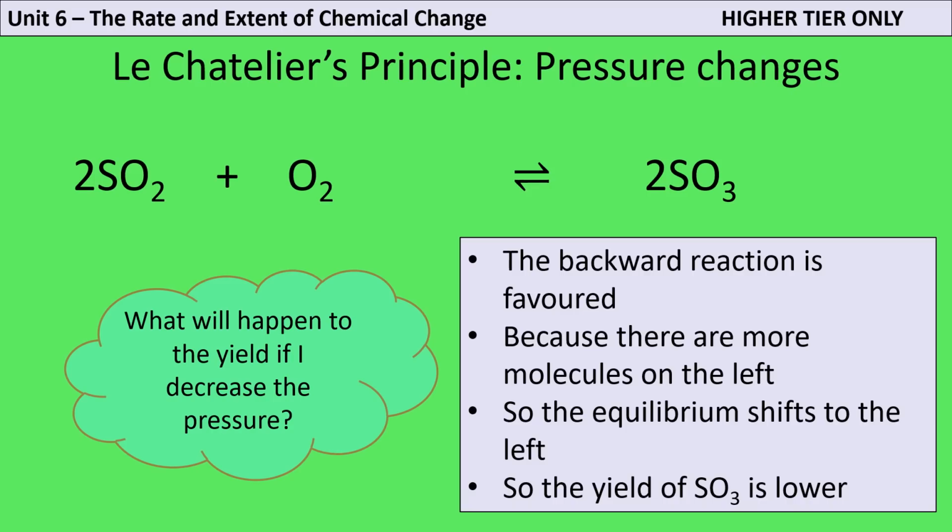So here I would say that the backward reaction is favoured because there are more molecules on the left. I need to actually point this out and explicitly tell the exam board that I know that this is why the equilibrium is going to shift. So the equilibrium will shift to the left, and therefore the yield of sulfur trioxide will be lower.